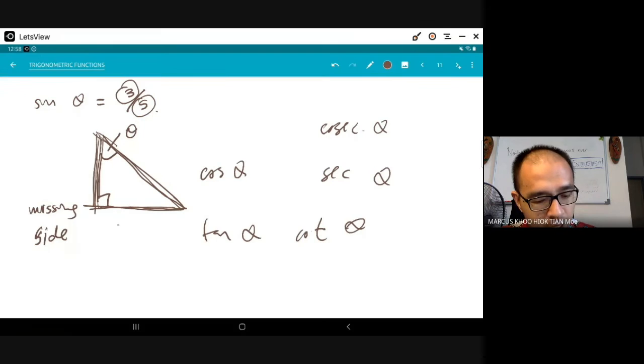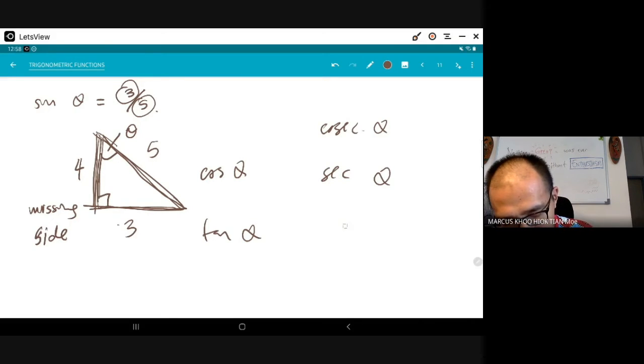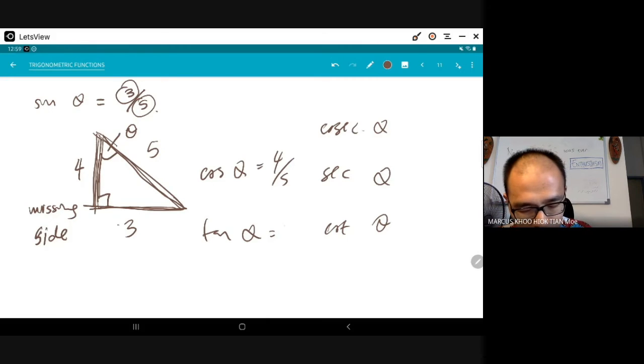4. Okay, the missing side is 4. Here is 3, here is 5. Value of cos theta and tangent theta? 4 over 5. Tangent theta? 3 over 4. Okay. Cosecant theta?